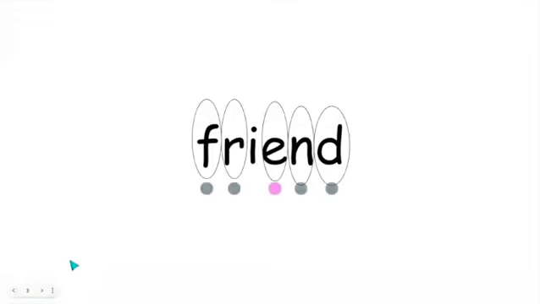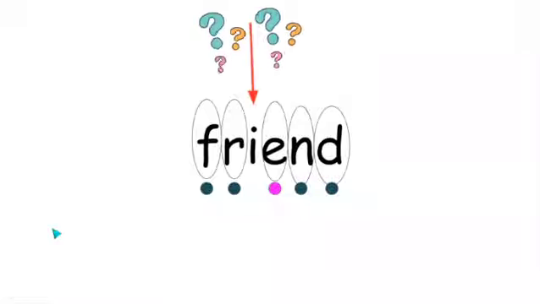I can also identify which of the graphemes are functioning in a consonant role and which of the graphemes are in fact a vowel. When I do this, I can't help but notice something's going on with the letter I. Why is there a letter I in the word friend?